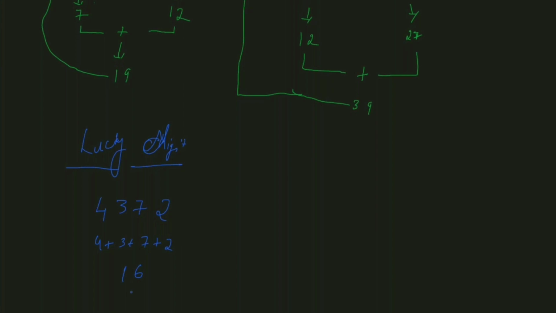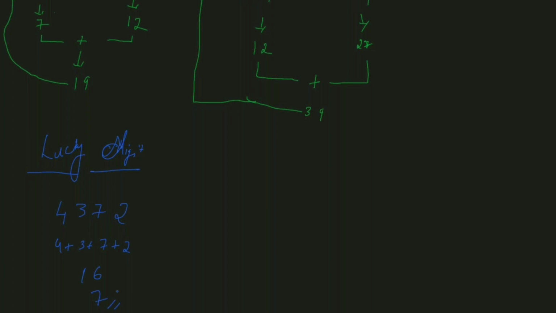Now again I will do it. 16, so 1 plus 6 is 7, right? So 7 is the number you are getting, and you are comparing whether 7 is equal to 9 or not. If it is equal to 9, then it is called a lucky digit number. If it is not equal to 9, then it is not a lucky digit number.